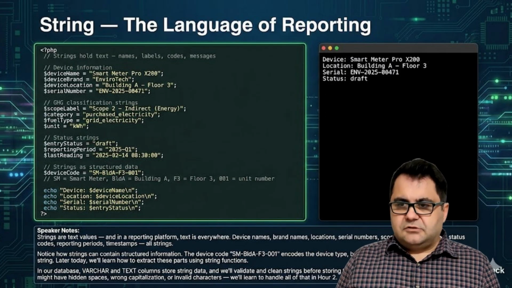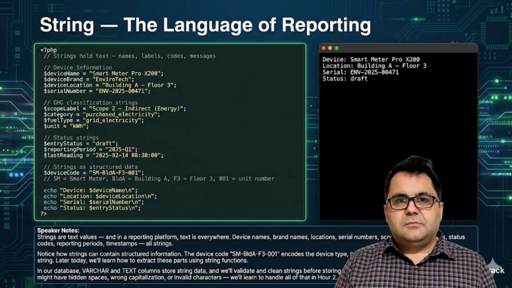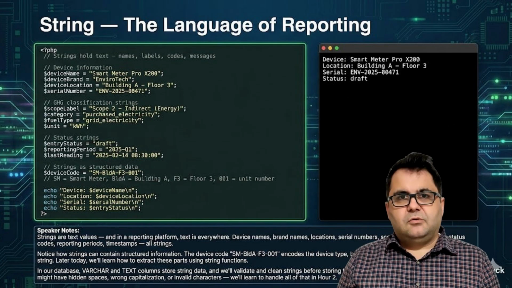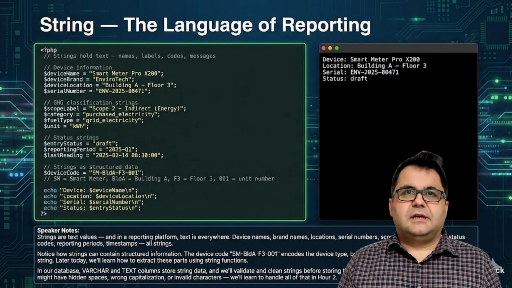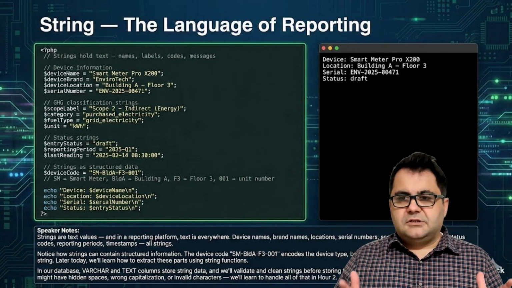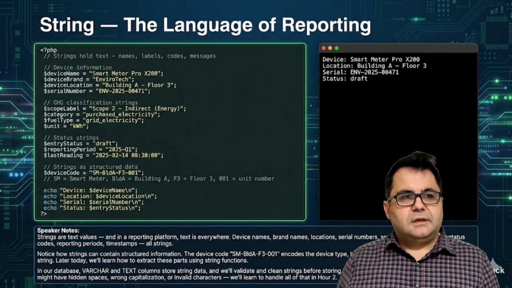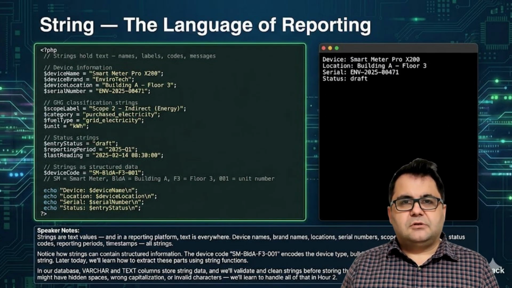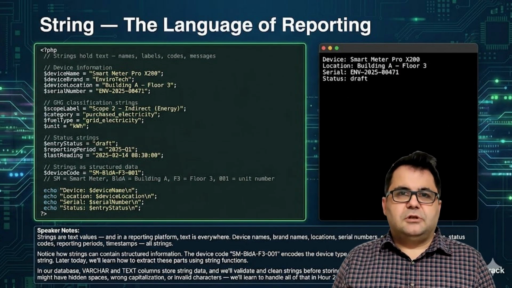Strings are text values, and in a reporting platform, text is everywhere. Device names, brand names, locations, serial numbers, scope labels, categories, status codes, reporting periods, timestamps, all strings. Notice how strings can contain structured information. The device code SM-BLDA-F3-001 encodes the device type, building, floor, and unit number into a single string. Later today, we'll learn how to extract these parts using string functions.